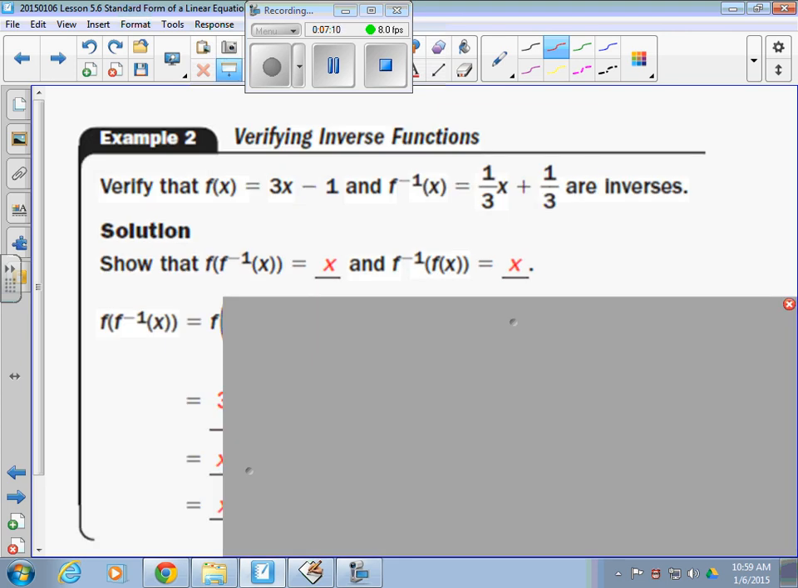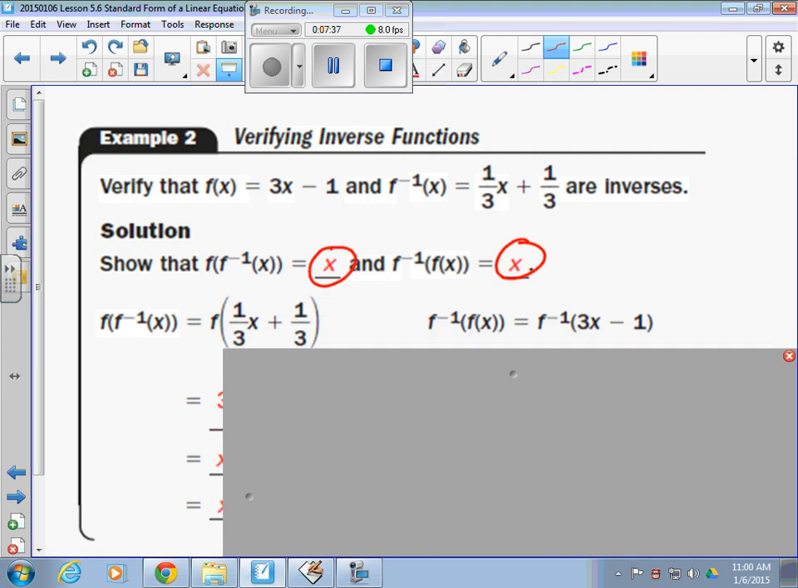Example number 2, this is verifying inverse function. It says verify that f of x is equal to 3x minus 1, and the inverse of f of x, notice how I read that, the inverse of f of x equals 1/3 x plus 1/3. Now we just did this one a minute ago in reverse, so we know it's going to work, but this is how you show that it's verified, to see that they're both equal to x. They both have to be equal to the same value x.